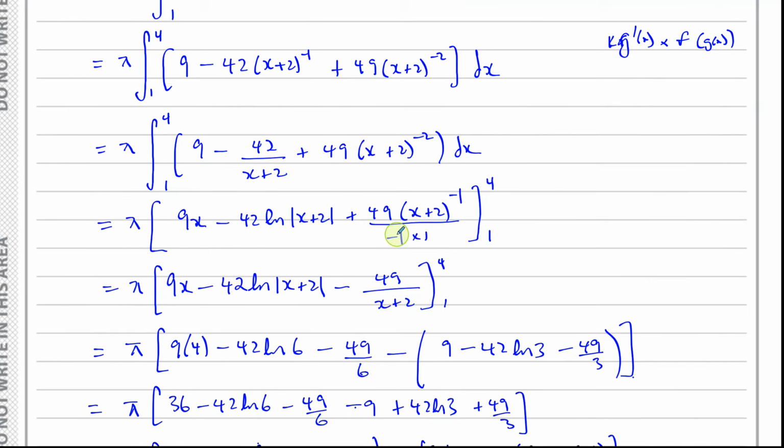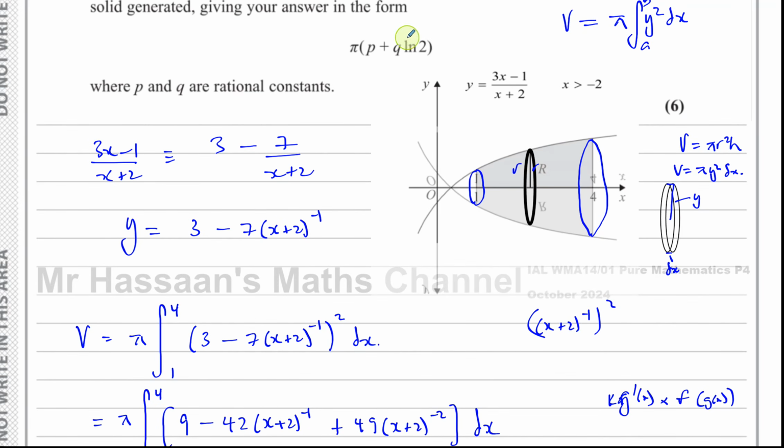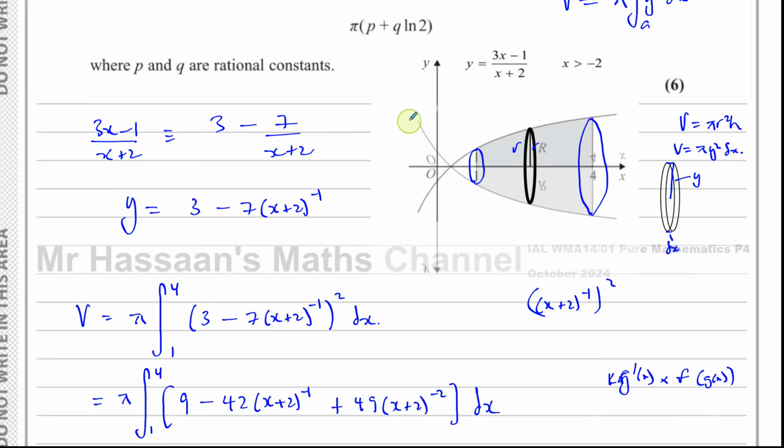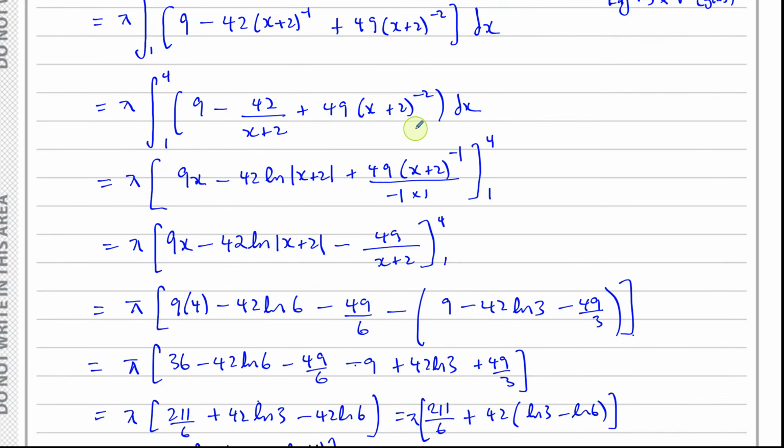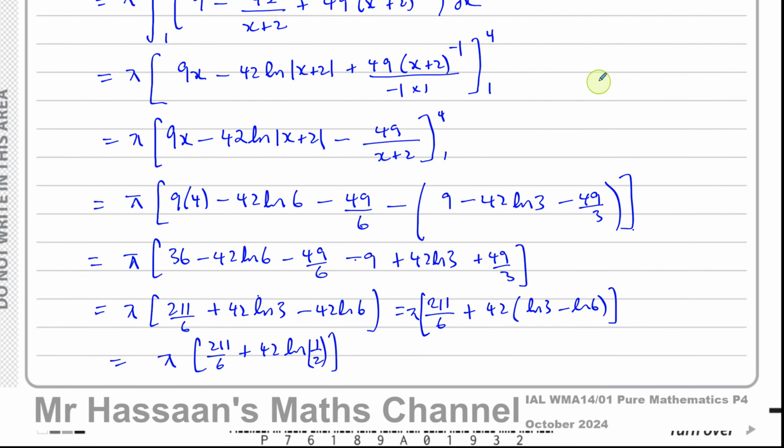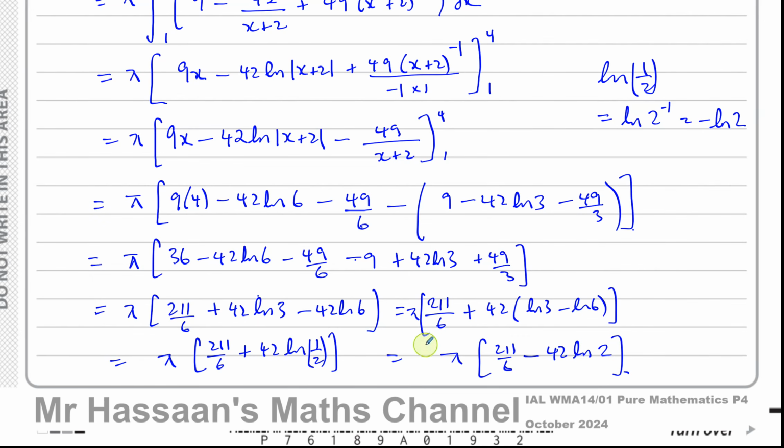So now the answer has to have a ln 2 there. So what we can do is, we know that the ln of 1 over 2 is the same as the ln of 2 to the power of minus 1, which is minus ln 2. So I can write that as minus ln 2. So that'll be pi times 211 over 6 minus 42 ln 2. And hopefully that would be the correct answer.